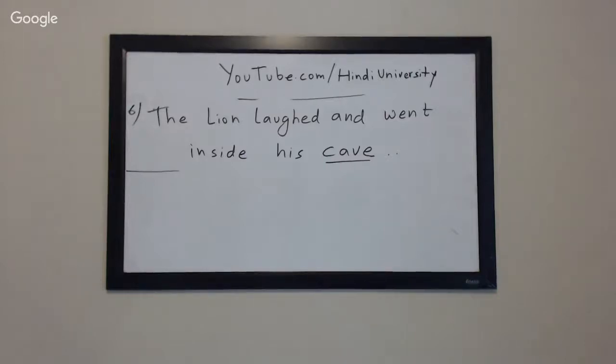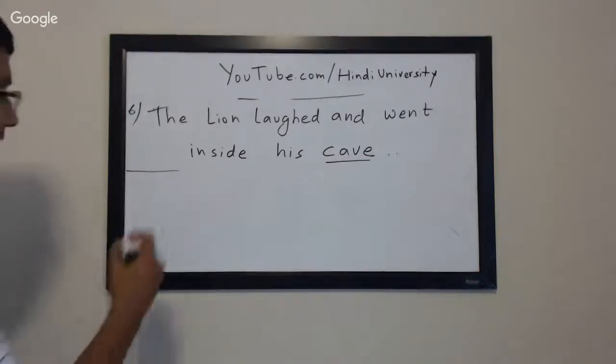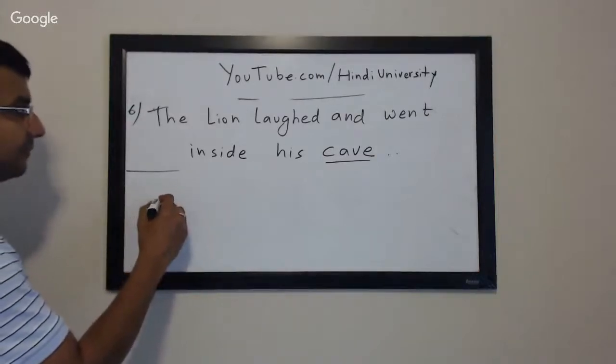Take your time. You know the verb to laugh. You know the verb to go, which is jana, but it's used in the past tense and it's an irregular word. You know the keyword inside and you know the word for cave. Chelsea, you want to give it a try? Okay. Sher hasa aur gufa mein aaya. Okay.